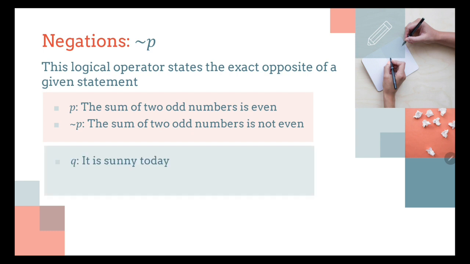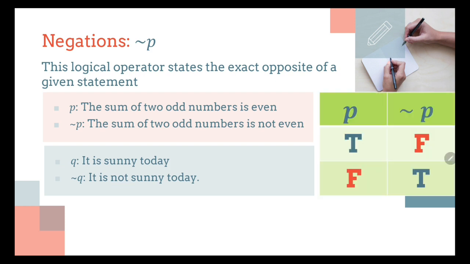Next, Q. It is sunny today. So the not Q would be it is not sunny today. There are only two possible truth values of P. It can only be either true or false. If P is true, then its negation is false. If P is false, then the negation would be true.